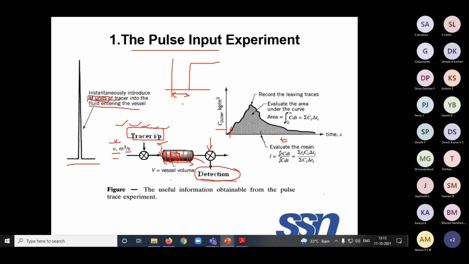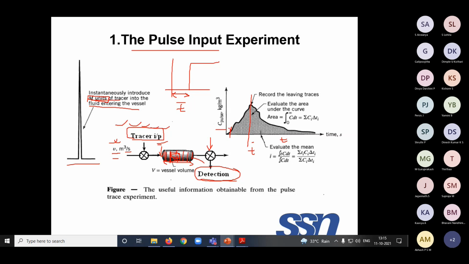Because if this is taking some T bar time, that is the mean residence time, but it is coming much lesser than T time. If you are assuming this is the T bar or mean residence time, your fluid is coming much before and fluid is coming afterwards also. It should not happen. If it is ideal, it should be like this. Am I right? So that is what we are trying to measure. How much of the fluid is coming front? How much of the fluid is coming after?